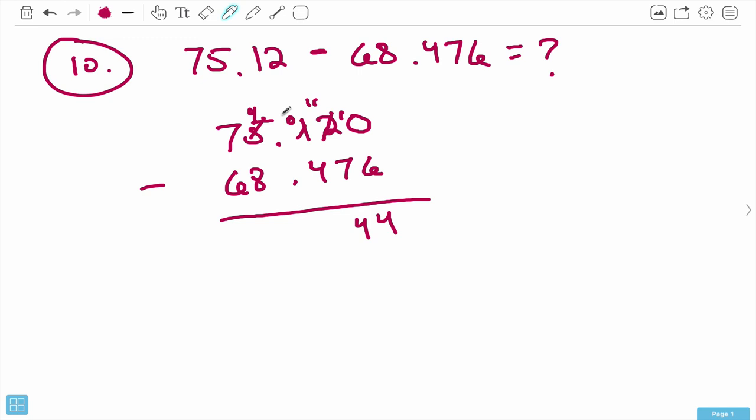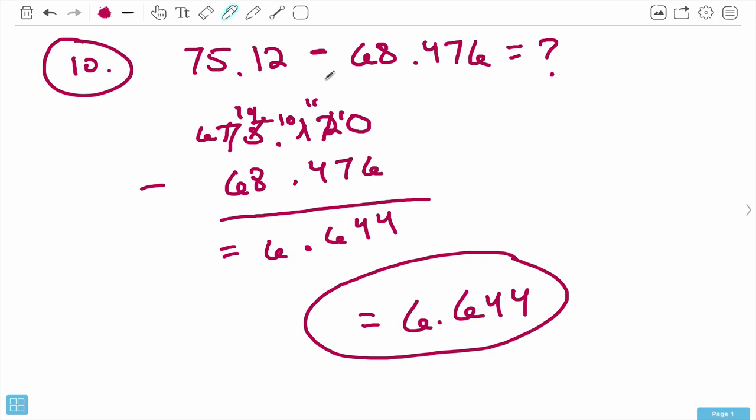Just bring those decimal points straight down here. Four is smaller than eight, so borrow from that. 14 minus eight is six. And then six minus six, of course, is zero. So your answer is 6.644. So 75.12 minus 68.476 equals 6.644.